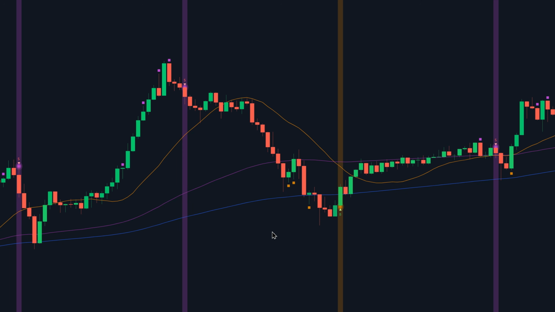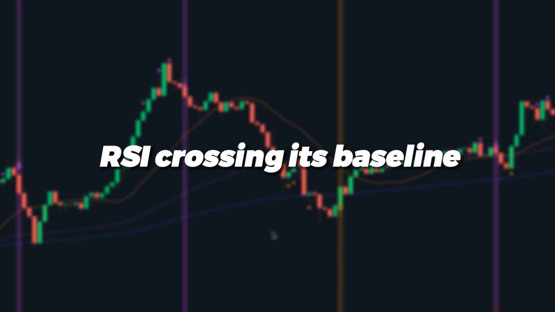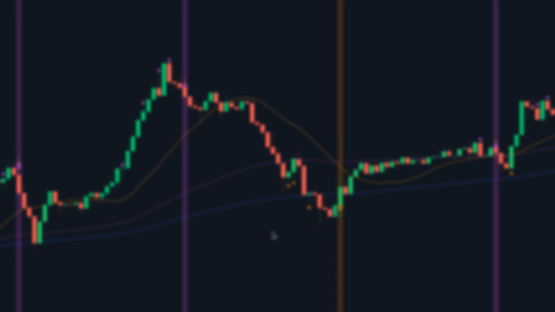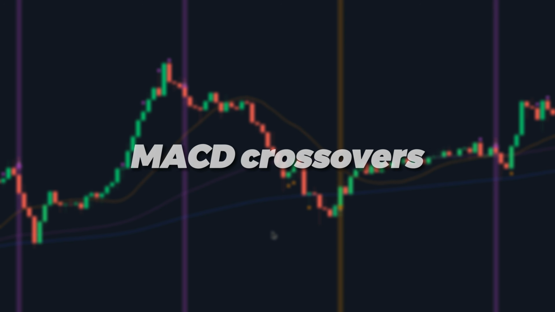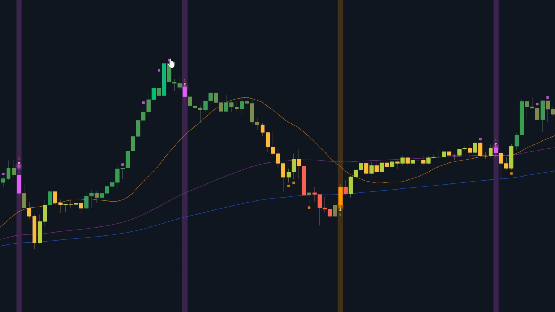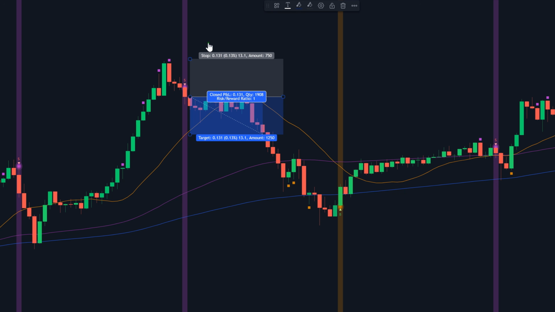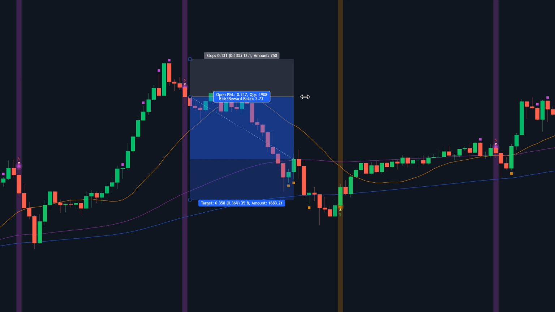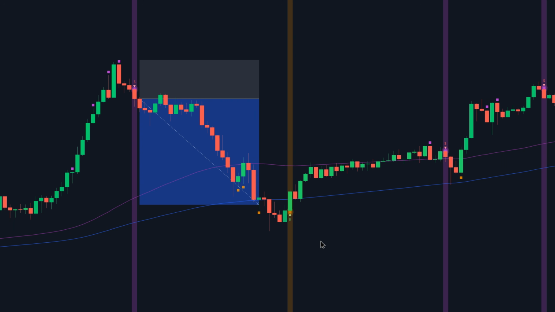These conditions can include the RSI crossing its baseline, it could be price action, it could be the MACD crossovers, among other things. So like here, this was a sell watch signal, and then after some time, more conditions were confirmed, and this indicator printed a sell signal, and this is where you would be looking to enter a short position. And then here, this was a buy watch signal. A few candles later, more conditions were confirmed by the indicator, which prompted it to print a buy signal. Because of this, we enter a long position.